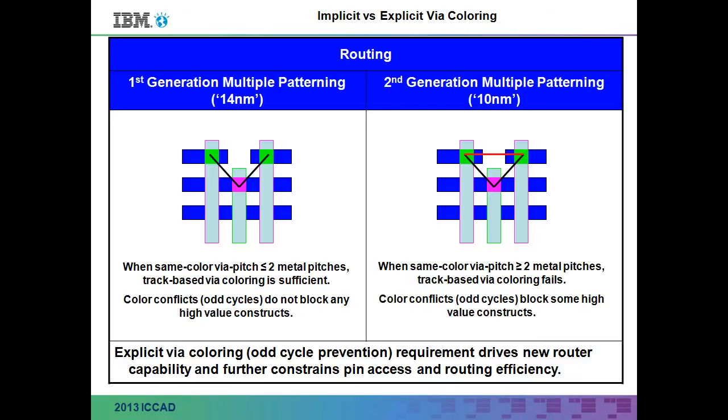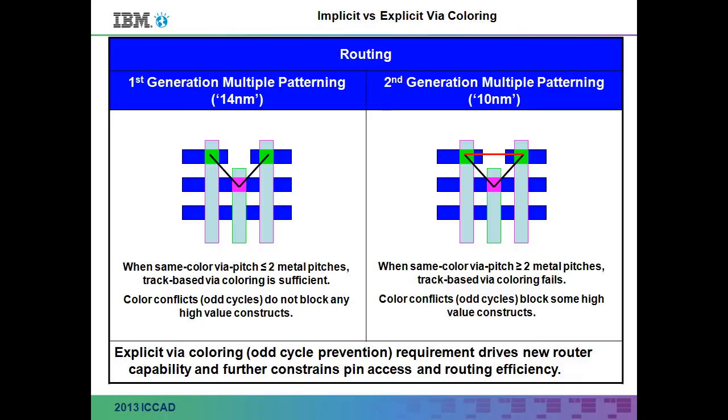The second thing that caught us a little bit by surprise is via coloring. Just like all the wires, vias at a space where we cannot resolve them in a single exposure need 2 masks, half the vias on one mask, half the vias on the other, interdigitated, all good. In the first generation of double patterning, the numbers worked out such that once you went across 2 wiring tracks, you could make the vias the same color again. So the vias could effectively inherit the color of the wires.